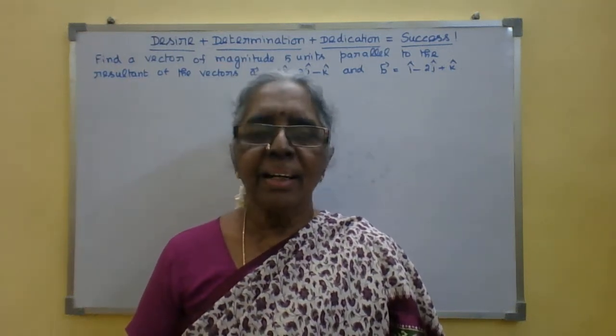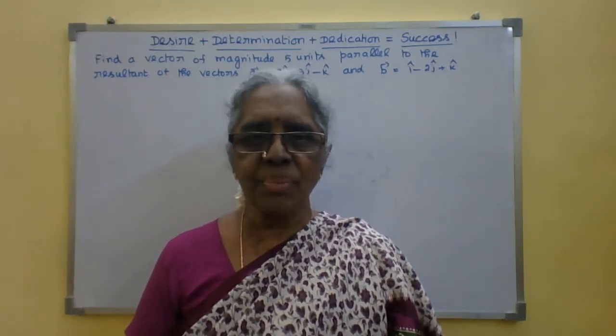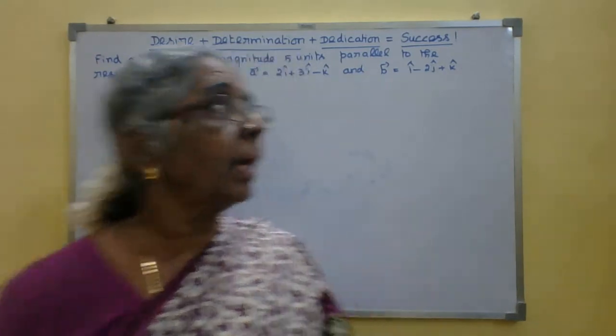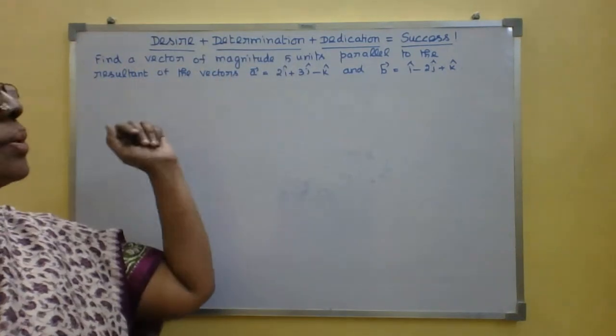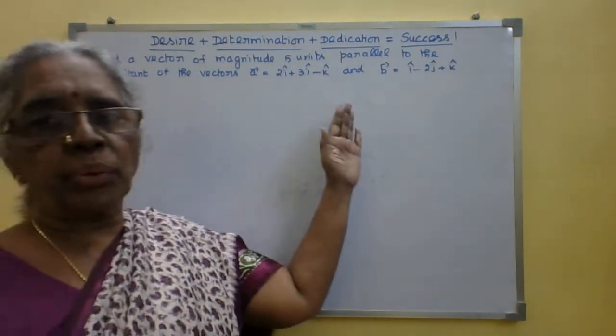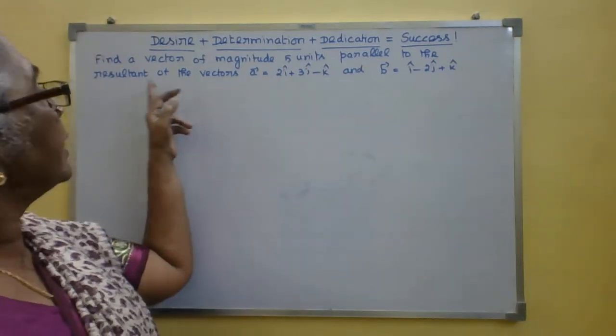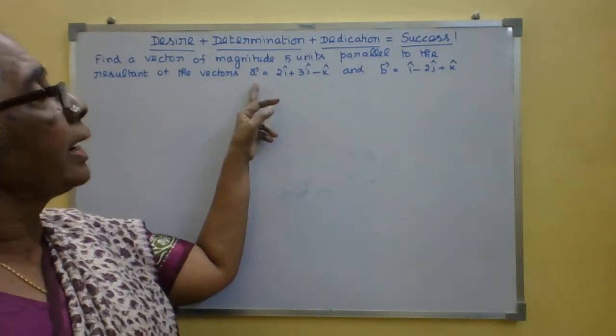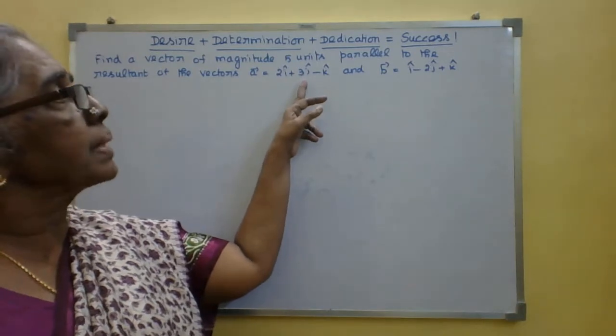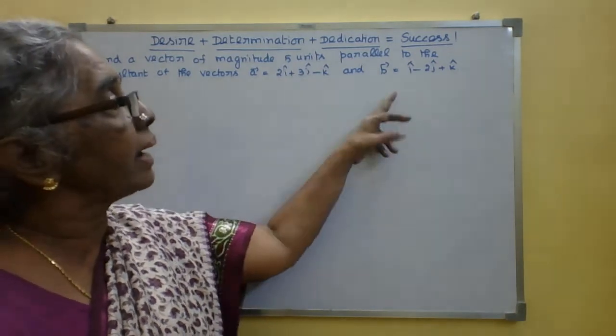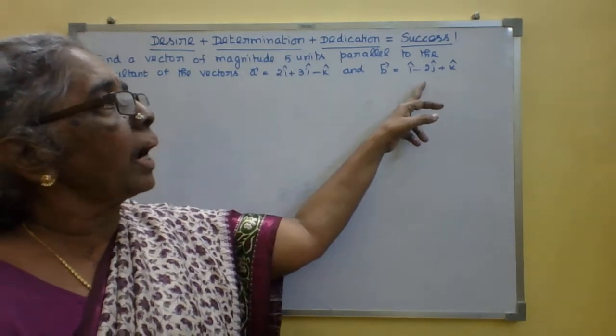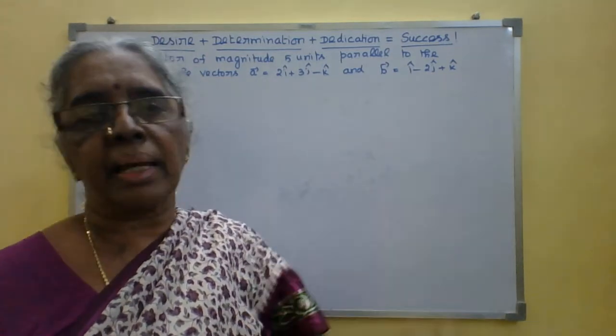Good day everyone. Let us see a few more basic sums in vectors. Find a vector of magnitude 5 units parallel to the resultant of the vectors a vector equal to 2i cap plus 3j cap minus k cap and b vector equal to i cap minus 2j cap plus k cap.